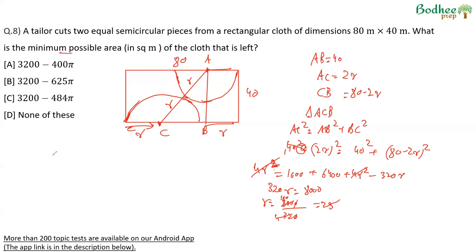the area of the cloth rectangle, which will be 80 into 40. From there, subtract the two semicircles, so twice into half pi R square. This will become 3200 minus, half and half cancel, 25 square is 625, so 625 pi. Option B becomes my answer.